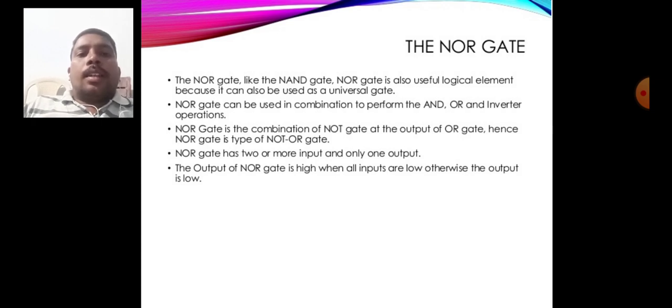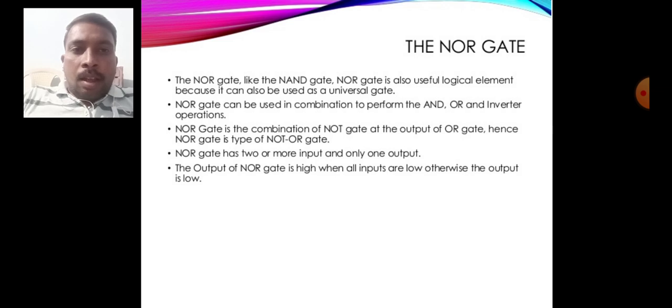How can the NOR gate be constructed? What is the combination of these gates? It is the combination of AND, OR and inverter operations. The NOR gate is the combination of a NOT gate at the output of the OR gate. That means NOT and OR. By using these two gates, it will be constructed as a NOR gate.